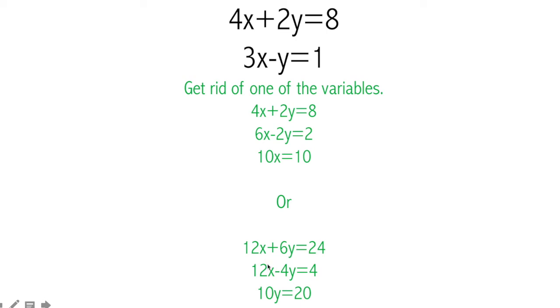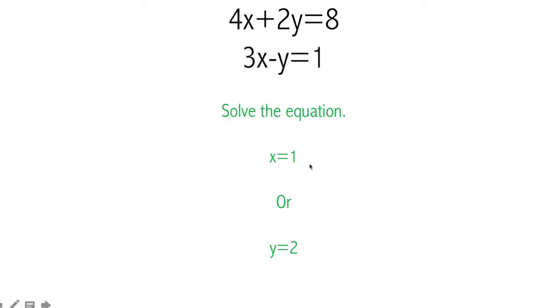In the second case, the signs were the same, both the x expressions were positive. So in order to make it 0x, you would need to subtract the second expression from the first. So it will become 12x minus 12x plus 6y minus 4y, that becomes 10y, equal to 24 minus 4, which is equal to 20. Following that, you can solve for x and solve for y. You get x equal to 1 or y equal to 2, depending on which method you took.